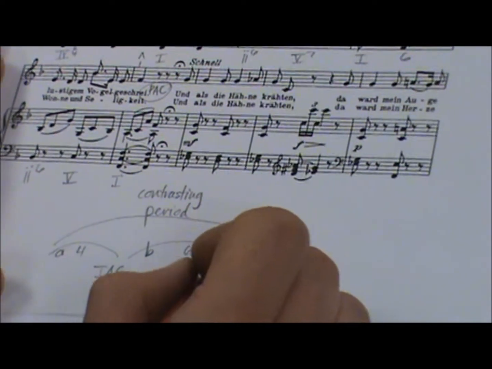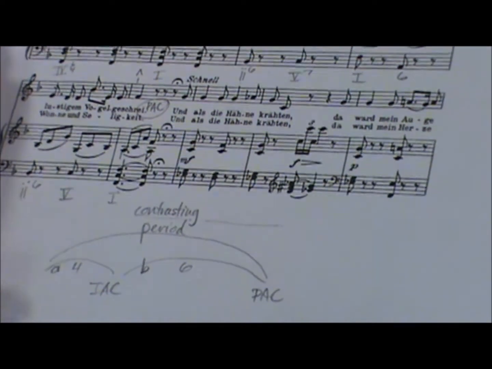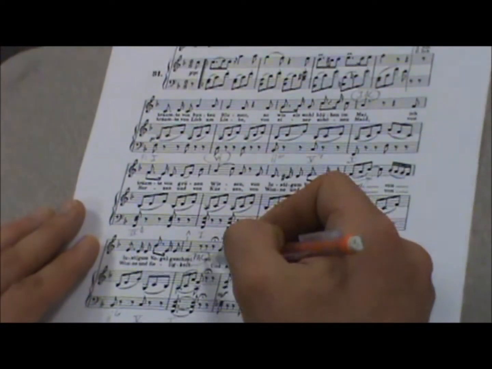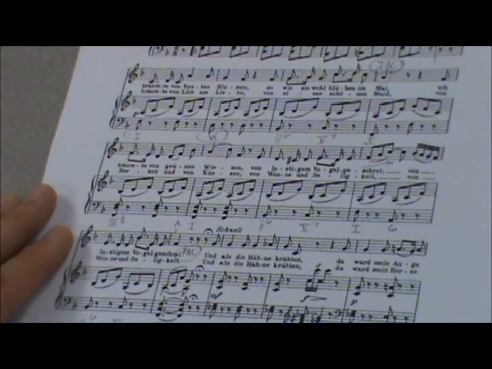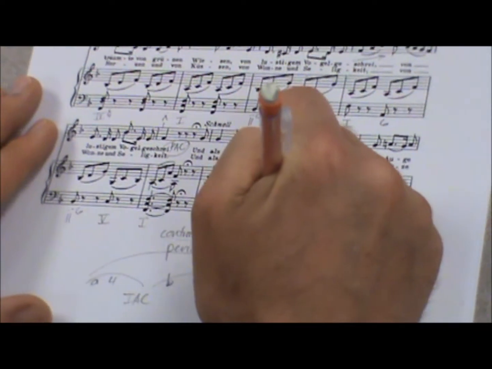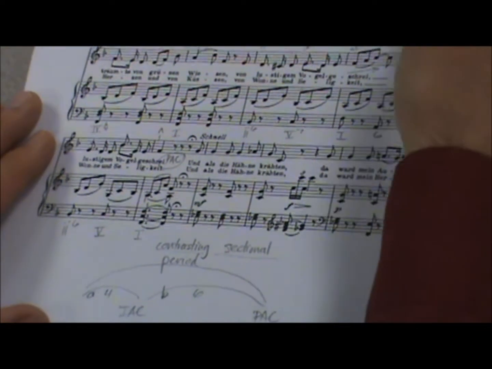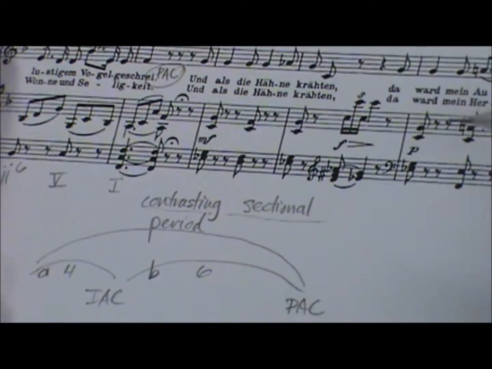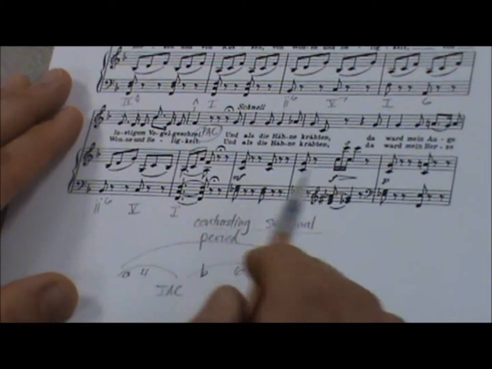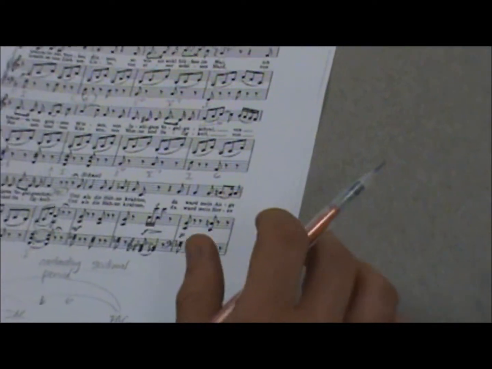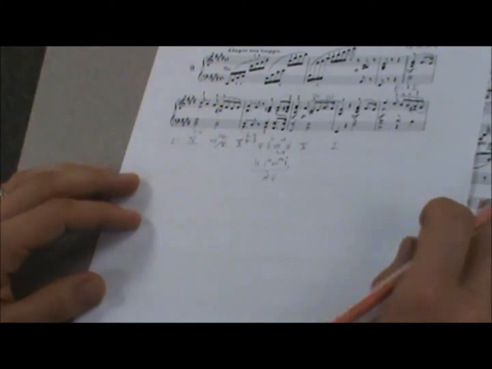Now I need a harmonic label for my second portion of the label for the period. If I have an IAC and then a PAC, what does that make? Well, it could have stood alone, but that's not quite done. The word for that is sectional. When you have a period that ends the antecedent with an IAC, consequent with a PAC, you have a sectional period. Full label then is contrasting sectional period. And it's handy to have a diagram that shows what's going on. I like to do those for just about every one of them.